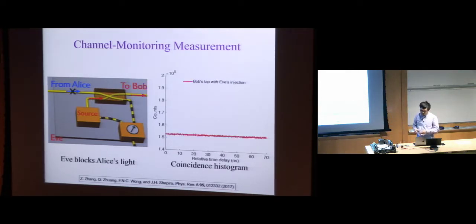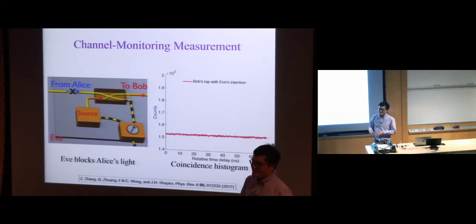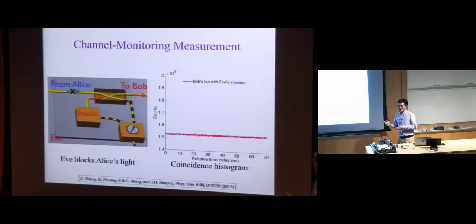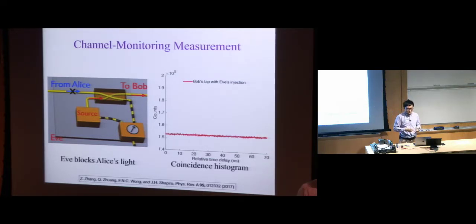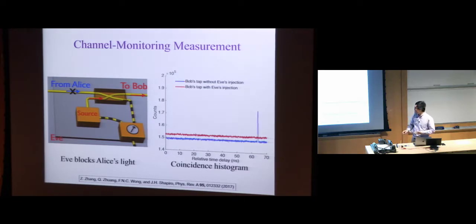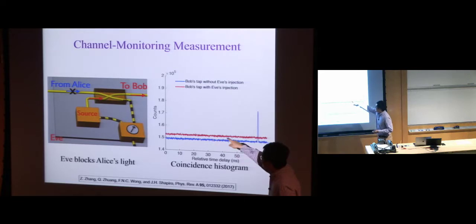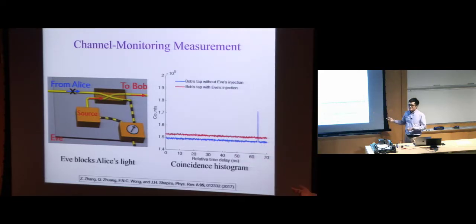Now Eve completely cuts the light from Alice and only injects her own light into Bob, and as you see, that peak disappeared. In the former case, you see a peak here, but if Bob's received light comes from an eavesdropper, the peak is not there. The absence of the peak unveils Eve's intrusion.